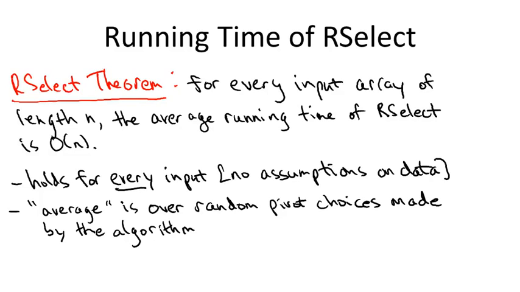You don't need to reduce to sorting. You can solve it directly in big O of n time. I want to reiterate the same points I made about quicksort. The guarantee is the same. It is a general purpose subroutine. We make no assumptions about data. This theorem holds no matter what the input array is. The expectation, the average that's in the theorem statement, is only over the coin flips made by the algorithm, made inside its code of our own devising.